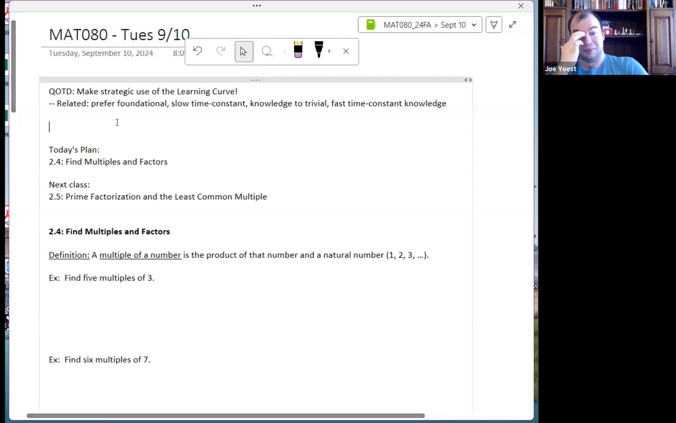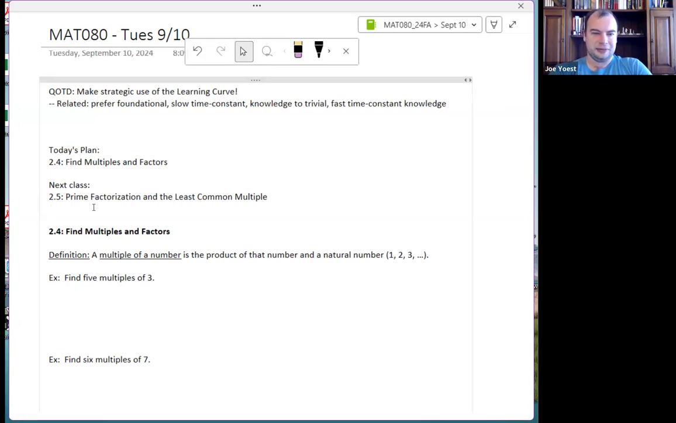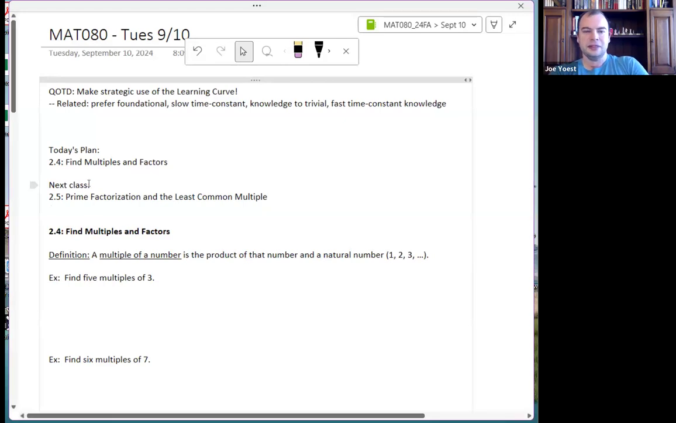So I think we're going to bump section 2.5 to next class and just cover 2.4 today, or cover most of 2.4. There's a little section at the end of 2.4 on prime numbers, which fits much better with 2.5. So we're just covering that with 2.5. Okay, so the plan for today is just to go through 2.4, finding multiples and factors of a number.